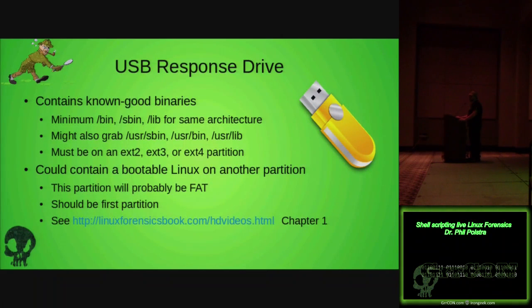Once you've finished interviewing the users, you want to start thinking about actually touching the machine, actually doing the fun stuff. So you want a USB response drive, and what's going to be on this response drive? Well, one thing you definitely need are some known good binaries. Right? You don't want to be running possibly Trojan binaries on the subject system. At a minimum, you're going to want to get bin and sbin for the same architecture. So if they're running 64-bit Linux, now grab those.